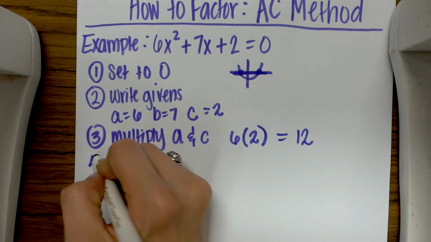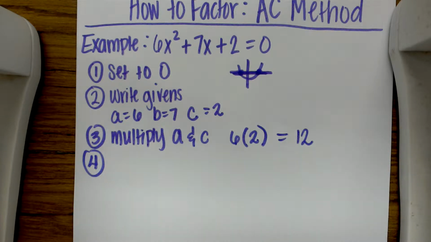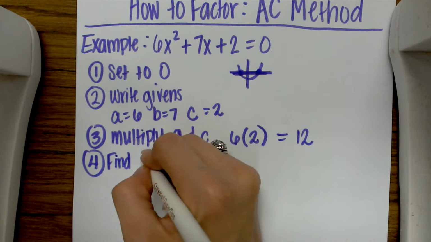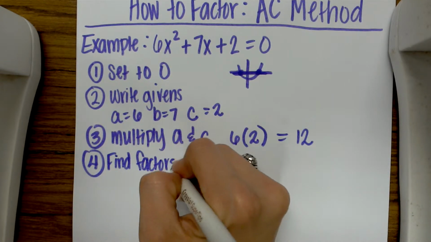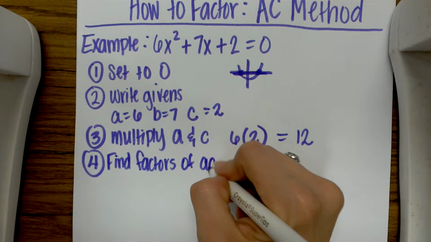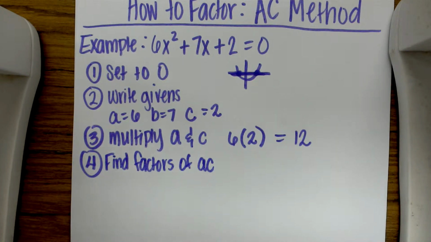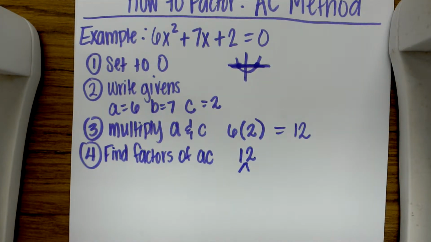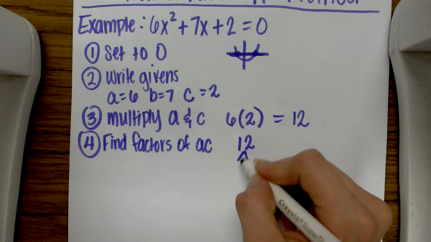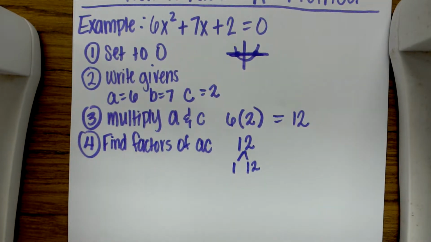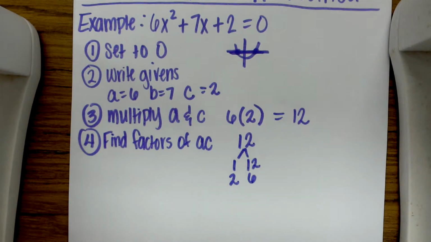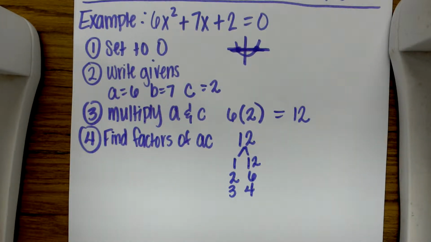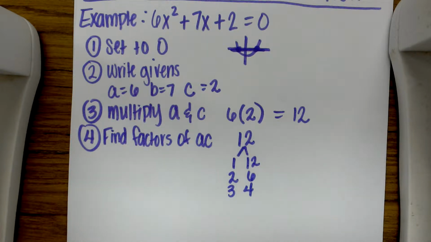Let's move on to our fourth step. Step 4 is to find factors of AC. So find factors of AC. So AC is equal to 12. So we have 12, and let's find the factors of 12. So 1 times 12 gives me 12. 2 times 6 gives me 12. And 3 times 4 gives me 12. So we found our factors, and we can't factor it anymore.